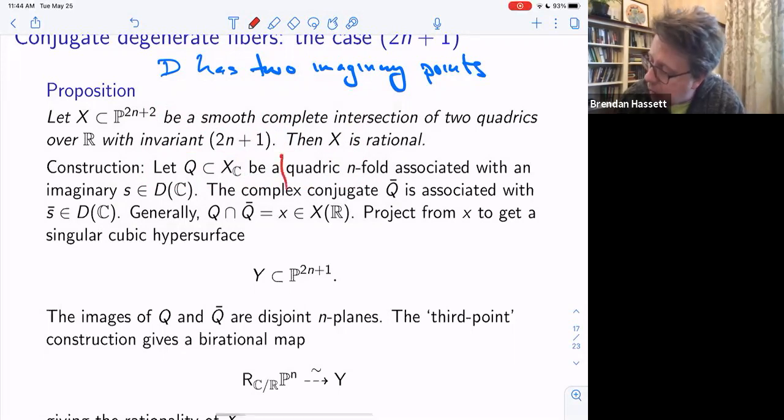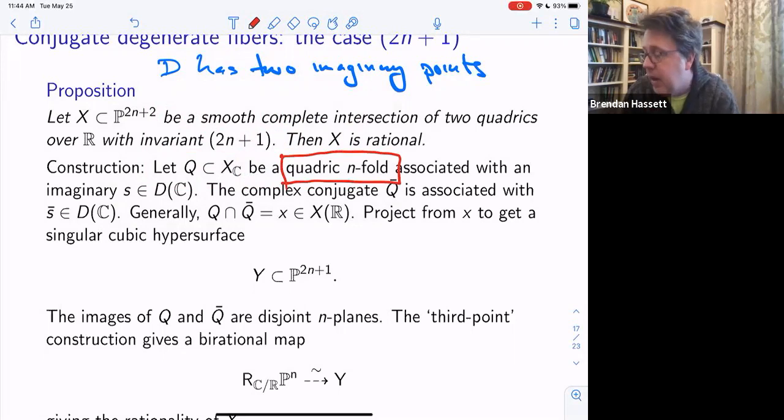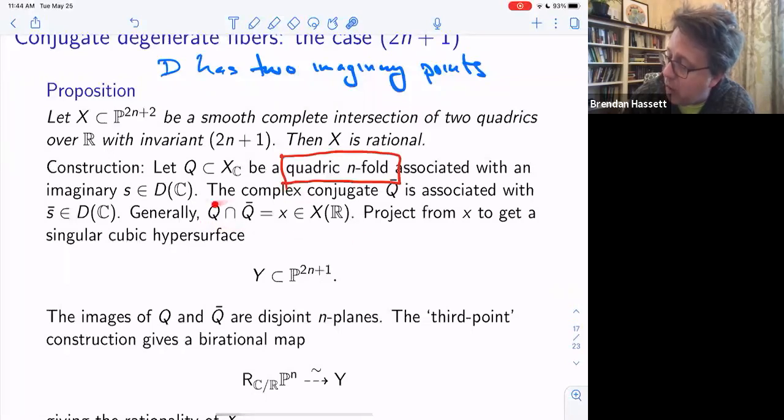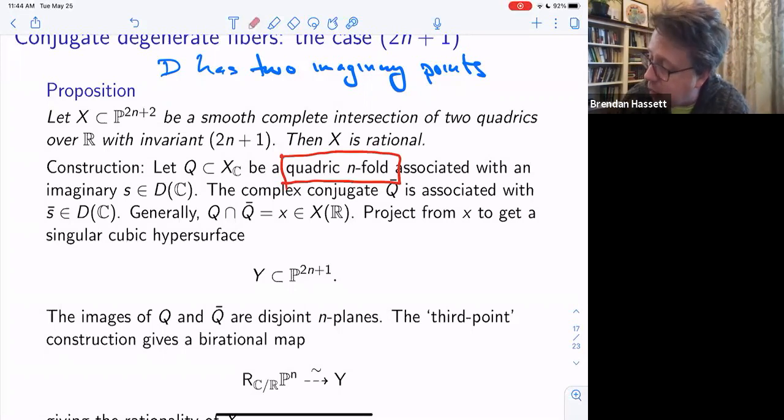And so we pick a quadric n-fold associated with one of the imaginary points in the degeneracy locus. And then we take its complex conjugate. And in typical situations, these two quadrics intersect in exactly one point topologically. And since Q intersected with Q bar is conjugation invariant, this point is actually a point that's defined over R. So we get a distinguished real point where these intersect each other.